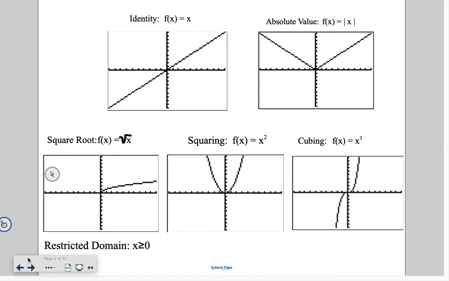because these are the parent functions. This is your starting function right here. This is what we're going to start with. So all lines work off of this. Okay? Slopes change, y-intercepts change, things along those lines. All absolute value functions work off of that one, okay? And so on, and so on, and so on.